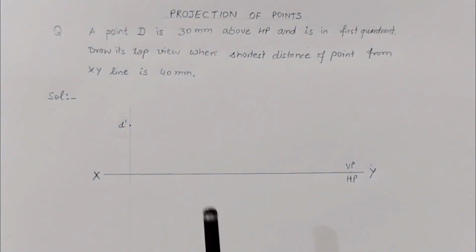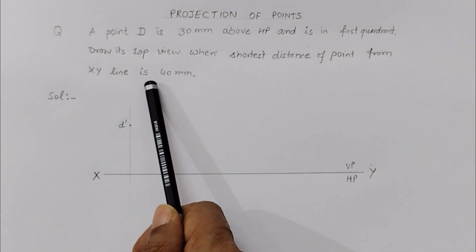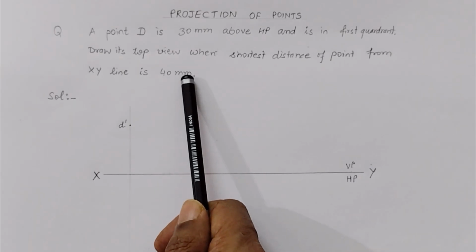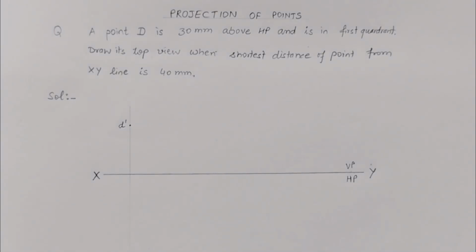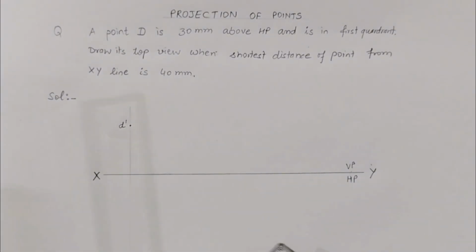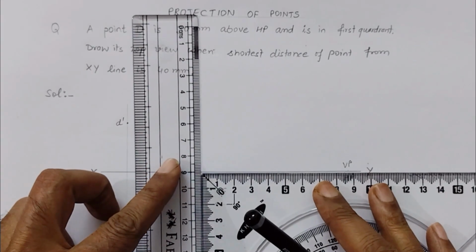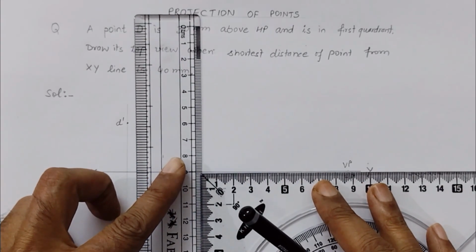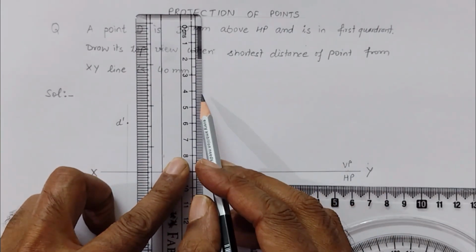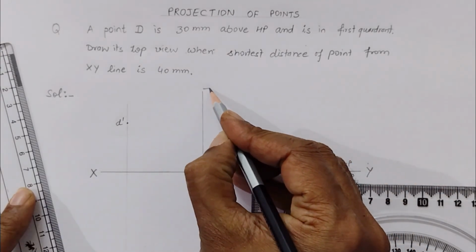Now the shortest distance of this point from the XY is given to us, that is 40 mm. To draw this 40 mm, we have to draw the profile plane. For that sake, we will draw an axis, that is OZ, which is perpendicular to both planes, the horizontal as well as the vertical plane. So we will draw the Z axis here.